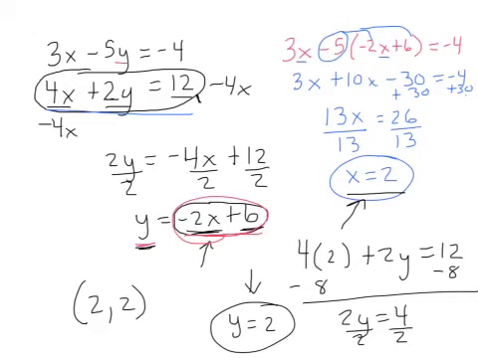And so what I'm saying is if I were to graph (2, 2), that's where the two lines would what? Intersect. Very good. And so the way you can write your answer maybe on the test is you can say x equals 2 and y equals 2, like that right there.